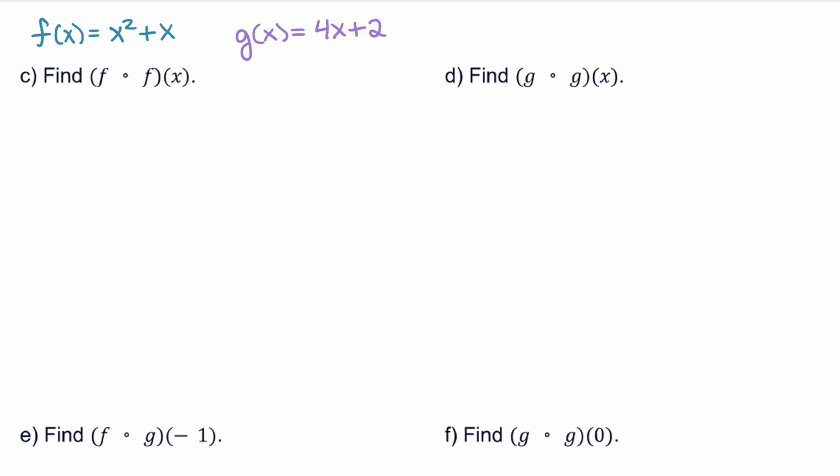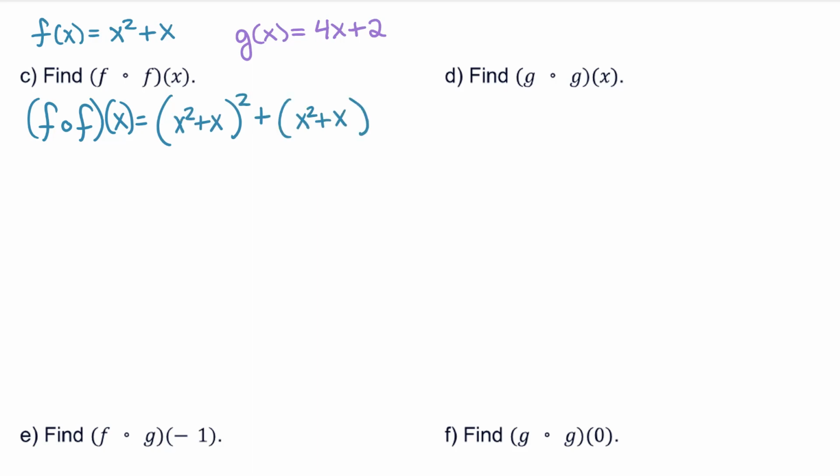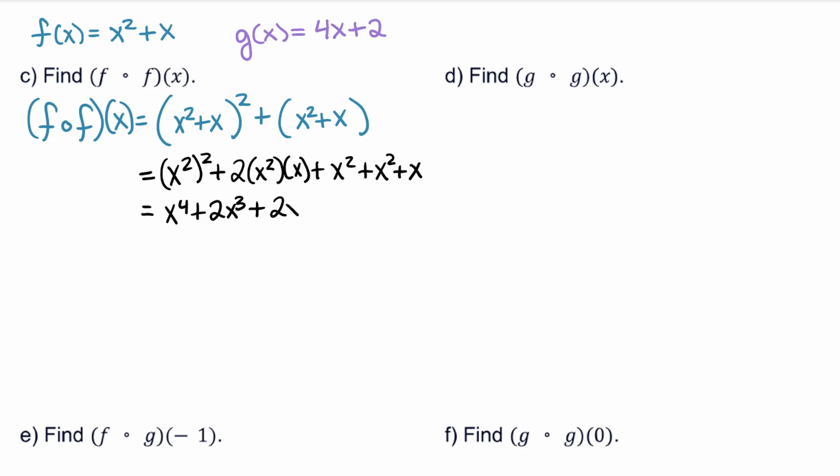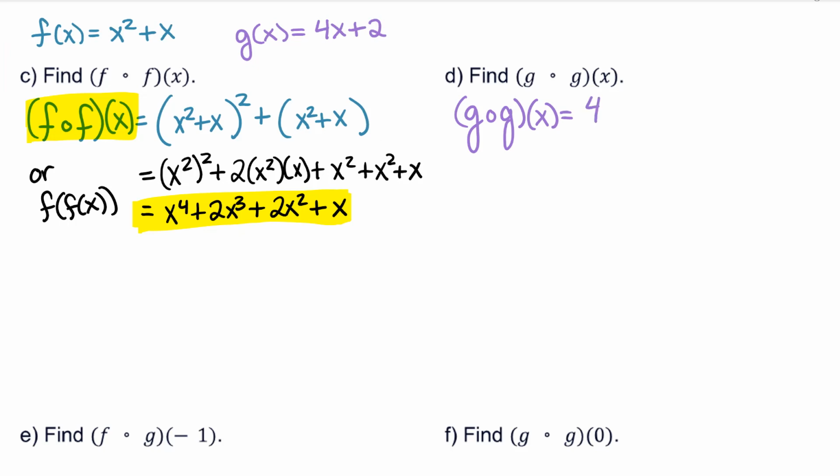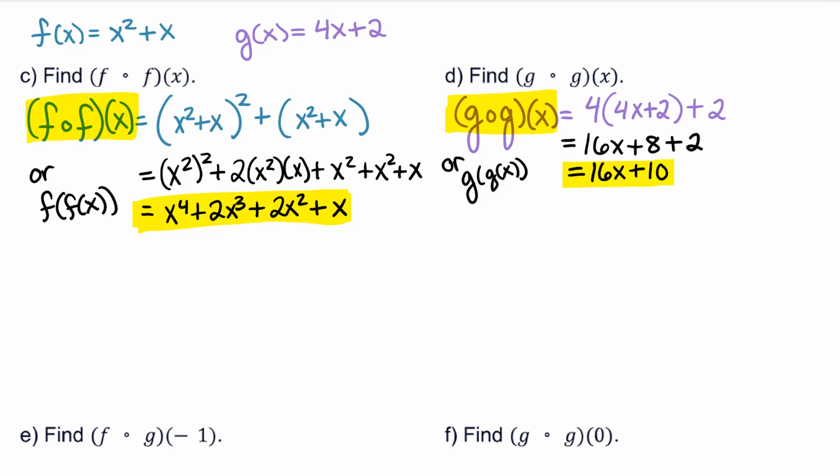In order to find f composed with f of x, we will plug in the entire f of x function for each x in the function of f. Now expand and simplify. Making f composed with f of x, x to the 4th plus 2x cubed plus 2x squared plus x. Go ahead and find g composed with g of x on your own, then press play to check. And g composed with g of x is 16x plus 10.